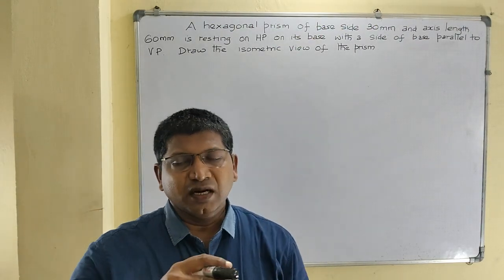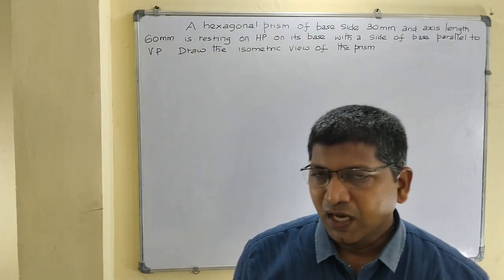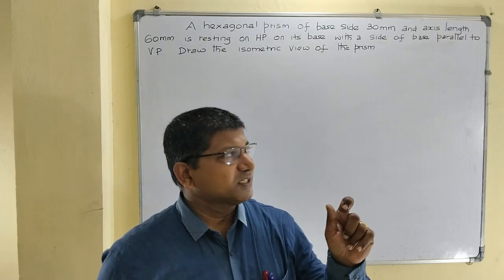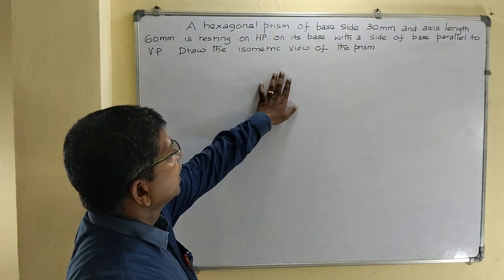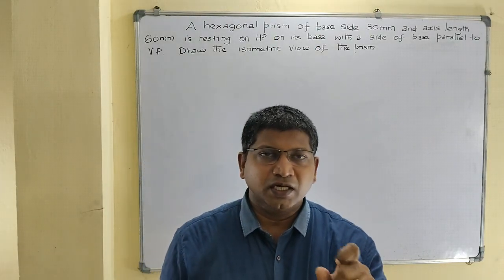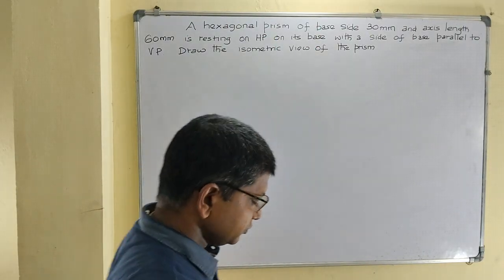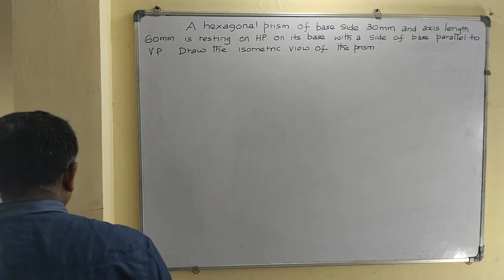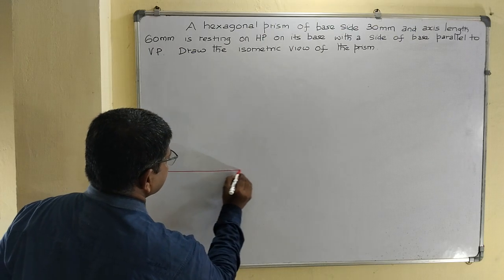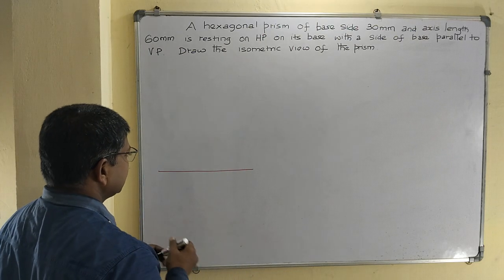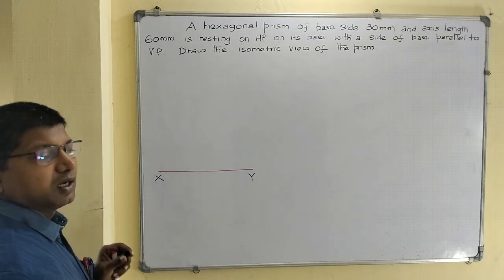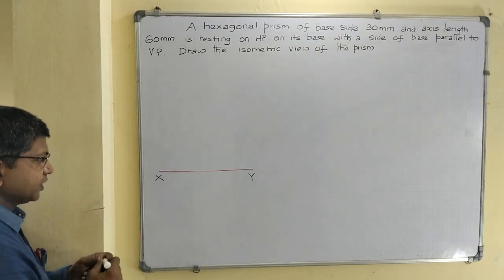So, the hexagonal prism is resting on HP on its base, with one of the base sides parallel to VP. First, at the given position, draw the top and front view of the hexagonal prism. Draw the XY axis first using a 2H pencil, and then draw the top view.